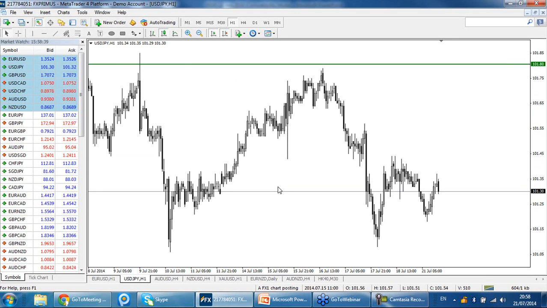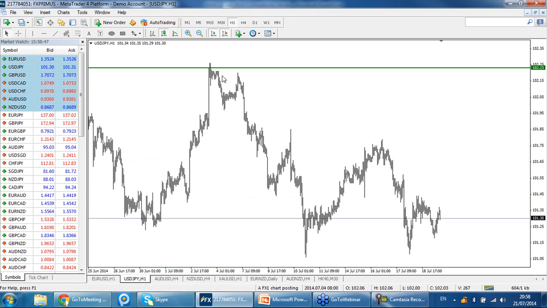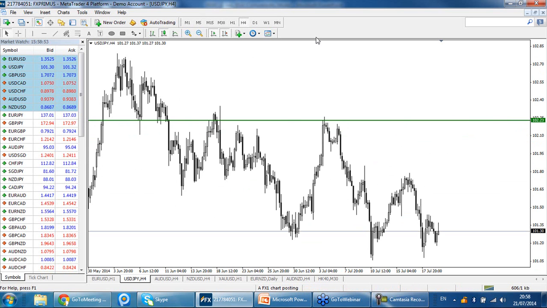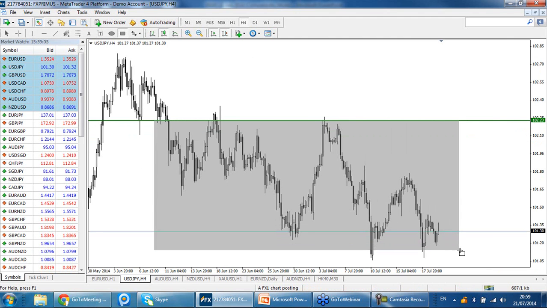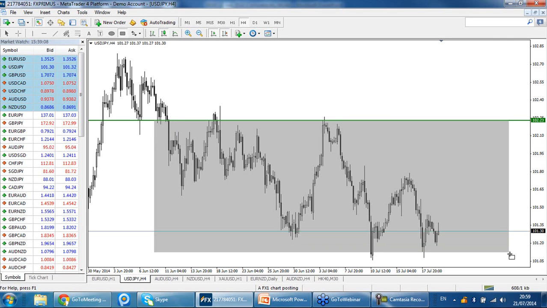Okay, number two, we are looking at dollar yen. On the dollar yen hourly chart, you can see it's a very clear range trade, right? Let's go to the 4 hour chart. Even on the 4 hour chart, it's also very clear that it might be a very good time to buy dollar yen. The current price is 101.30, right?